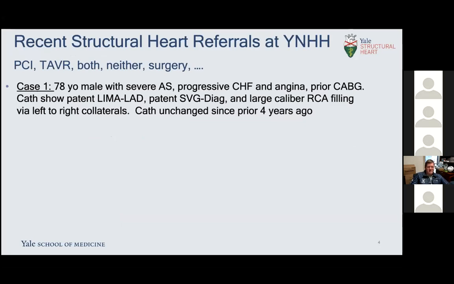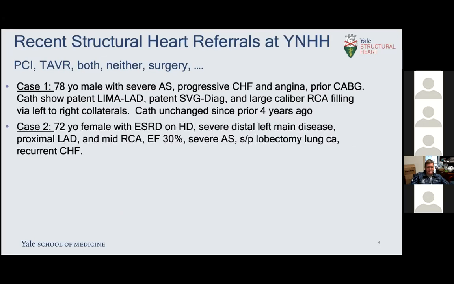So the first is a 78-year-old male with severe aortic stenosis, progressive heart failure, and angina, and a prior CABG. His cath has a patent LIMA, a patent saphenous vein graft to a diagonal, and a large caliber right coronary artery filling via left to right collaterals, and his cath is unchanged from 4 years prior.